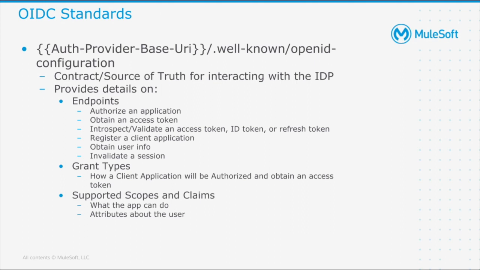The most important for the Anypoint platform is the well-known OpenID configuration. This is the single source of truth for how the platform is going to interact with the provider. It provides all the details on the endpoints necessary to interact with the identity provider, the grant types, which are how our client application will be authorized and obtain an access token, and the supported scopes, which is typically what the app can do or the data that it can access. Also, it will have the claims, which are attributes about the user the client application is representing. And these can be used to drive data filtering or other logic inside of the API implementation.